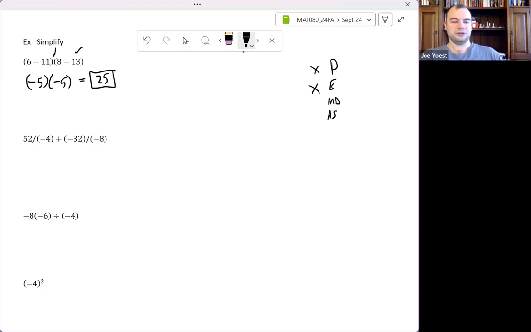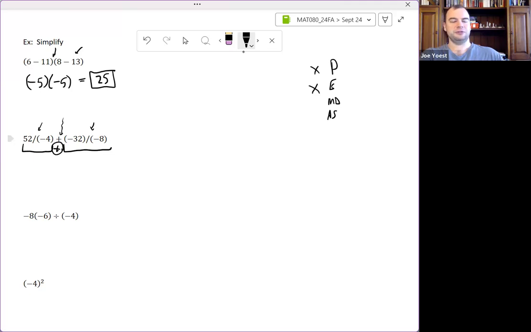Multiplication, division. Well, I do have two divisions. I have one here, I have one here. Let me do those first. I'm going to be careful to do those before the addition in the middle here. So this 52 divided by -4 is one term. This -32 divided by -8 is another term, and they are being added together. I'm going to do the divisions first.